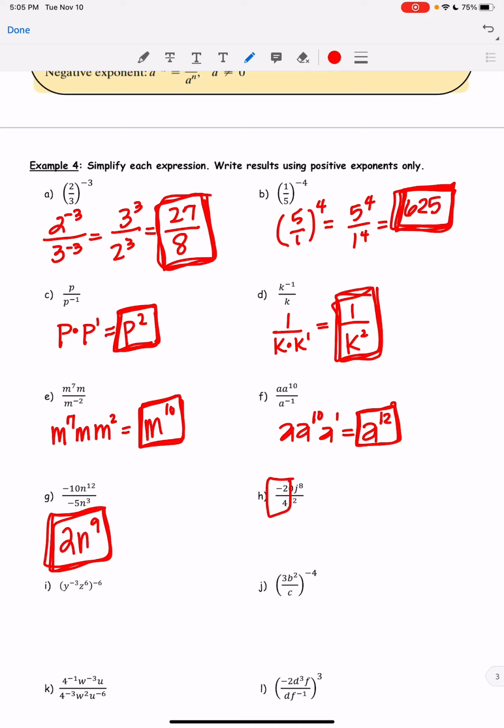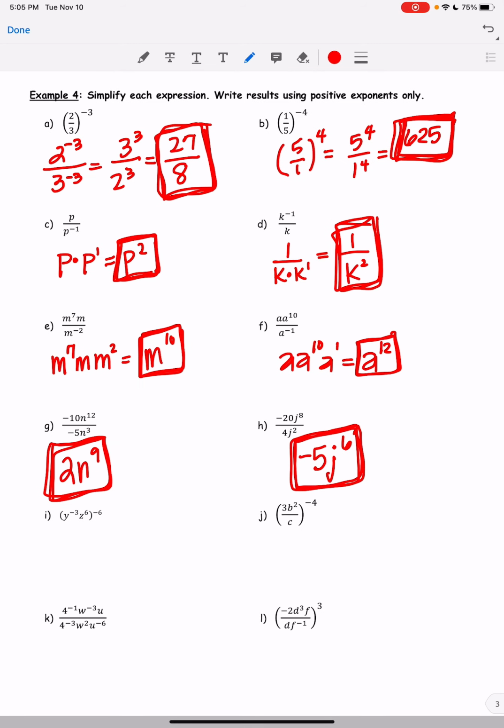Same thing here. Negative 20 divided by 4 gives me negative 5. And then use your quotient rule. j to the 8th over j squared. Subtract your exponents to get j to the 6th. Okay, so those have nothing to do with negative exponents.